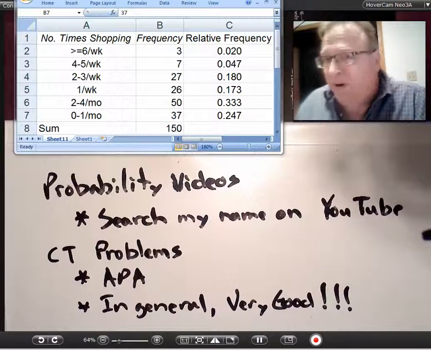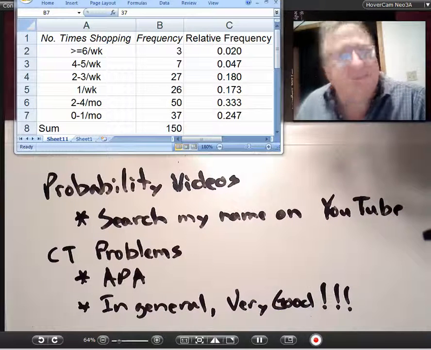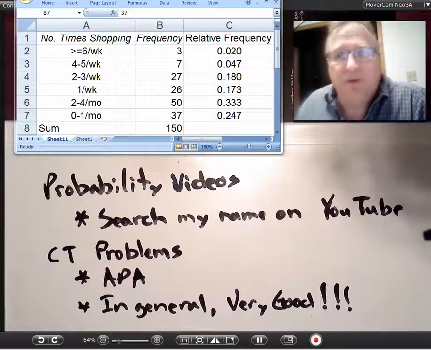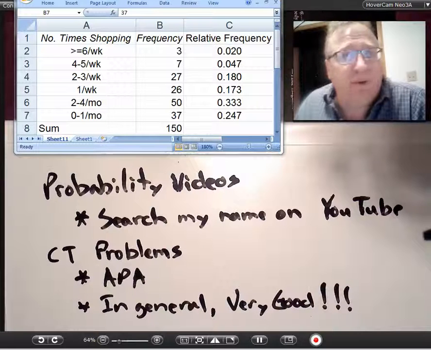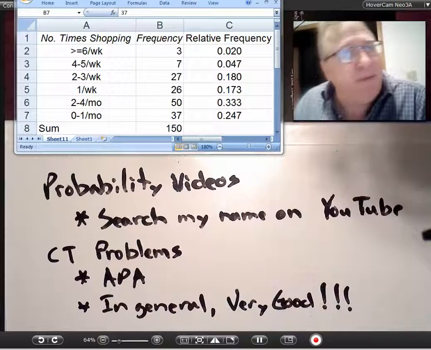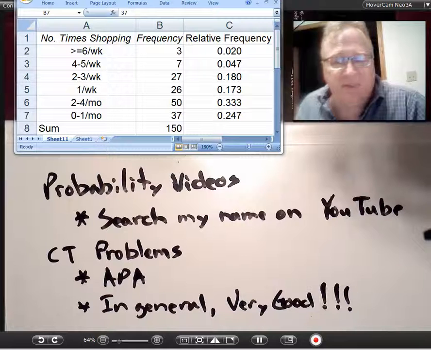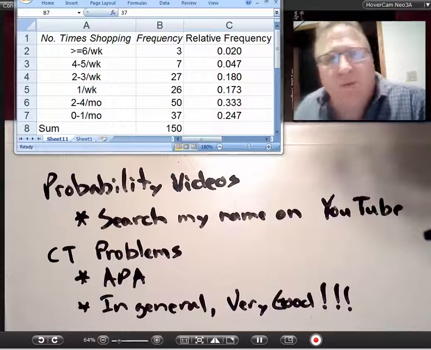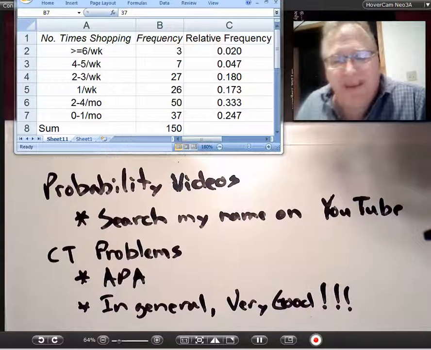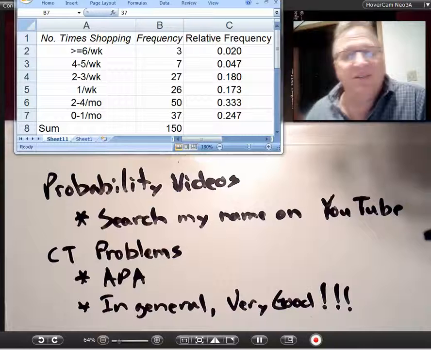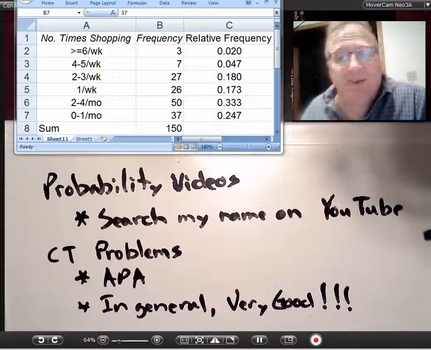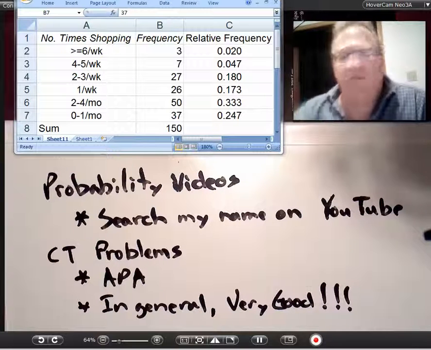As our work gets more difficult, you're going to start losing some points due to not doing the math work right. At least that's my guess. But I could be all wrong there. However, if you are losing points for the math work, doing APA correctly is a no-brainer way to keep your grades up high. That's all, folks.